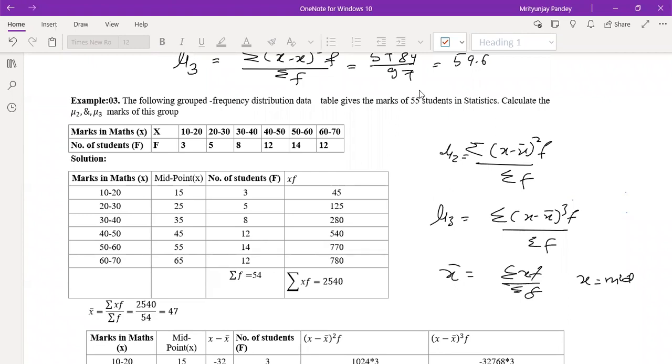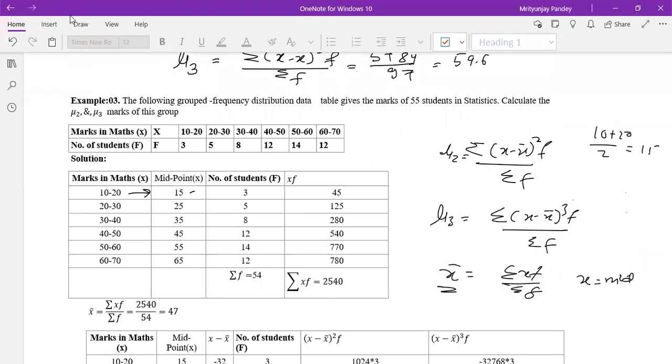So here, first of all, find the value of mean. First calculate the midpoint. What is the midpoint of this one? 10 plus 20 divided by 2, that is 15. 20 plus 30 divided by 2, 25, like that. So finally, this is the midpoint. Now the frequency is already given, that is 3, 5, 8, 12, 14, 12. Now multiply both the numbers.